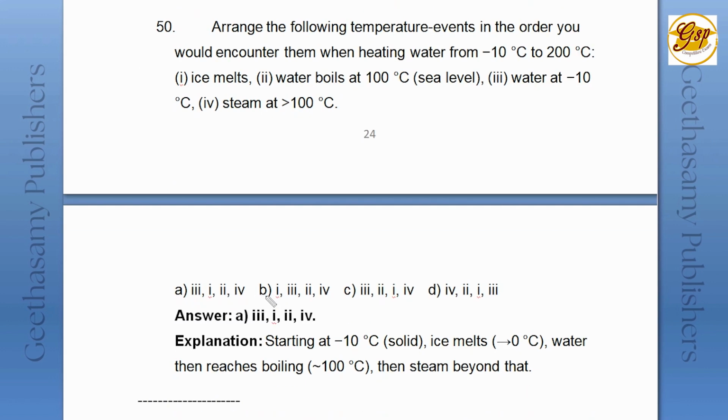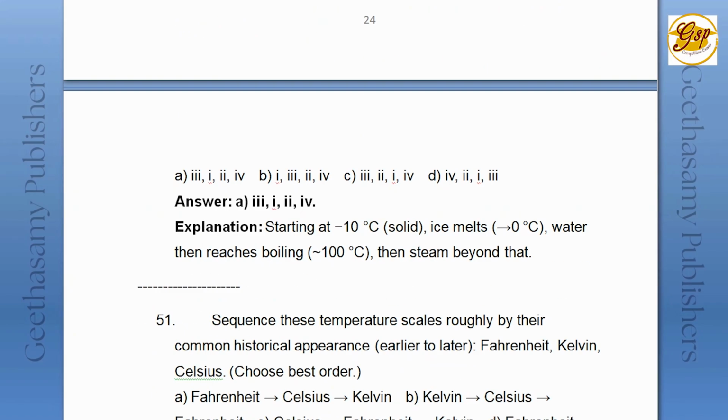The correct answer is 3A, that is 3, 1, 2, 4. The starting point is minus 10 degrees, that is solid, then ice melts, then water reaches boiling, then steam beyond that. So that is the order.